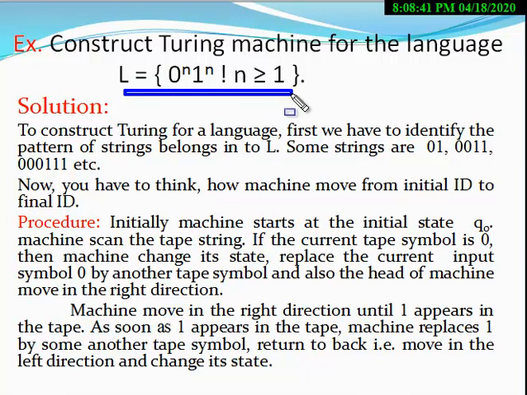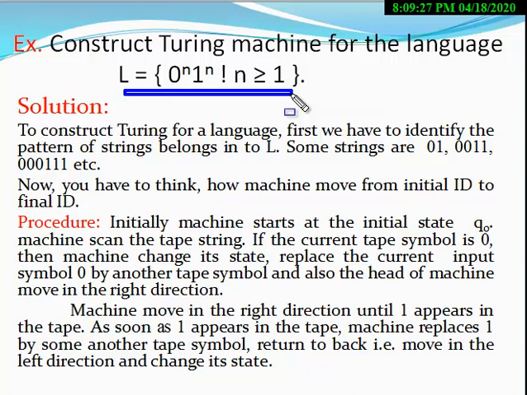Here the given language is L equal to 0 power n 1 power n such that n greater than or equal to 1. That is, in this case you have to construct a Turing machine corresponding to this language. Clearly this language is not a regular language, because in this example the number of 0s and the number of 1s are equal. Therefore, this language cannot be regular.